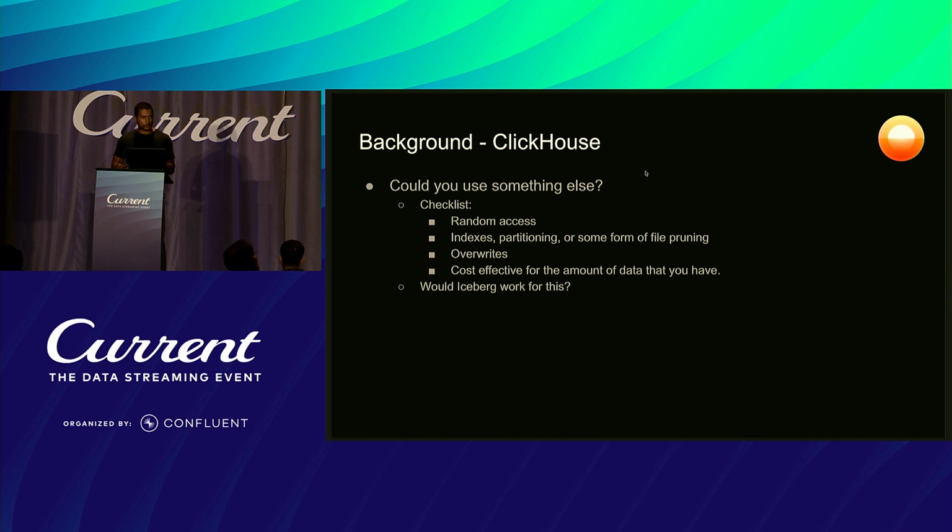And one question that many people might have is, could you use something else? The technique that I'm going to talk about holds no matter what database you choose. If you go through the checklist that I have here and everything checks out, then you should be good. Check if the database provides random access, which all of them should offer of some kind. If they offer indexing, partitioning, or some form of file pruning, you should be good. If they offer overrides, you should be good with mutating history. And if they are cost-effective for the amount of data that you have, then you should be fine.